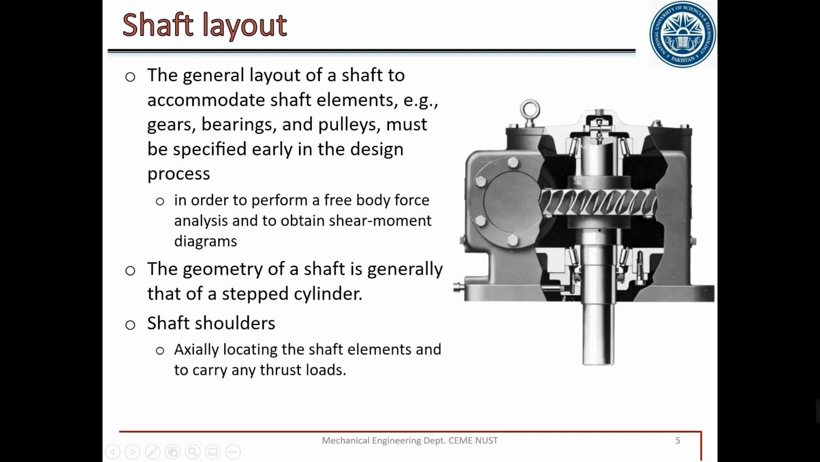The general layout of a shaft accommodates shaft elements like gear, bearing, pulleys. These are the components attached to the shaft. For example, this is a gear attached to this shaft. This is the bearing, the cut section of the bearing. Also, this is a bearing. Thrust bearing means if there is some axial motion of the shaft, this bearing will provide axial support as well.